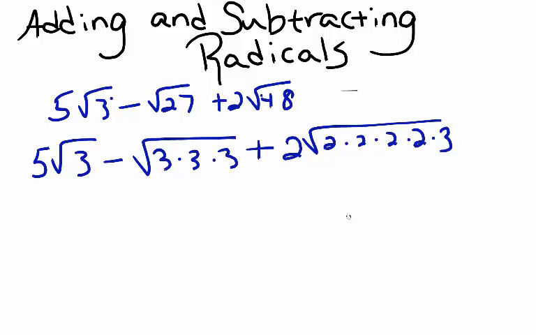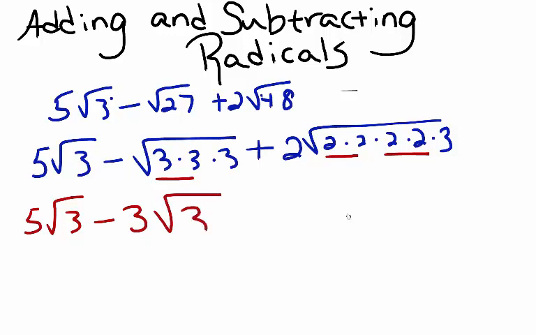Now since I'm working with the square root, I'll look inside my radical to see whether I have pairs. Each pair represents a perfect square. Here I have 3 times 3, which is 9, a perfect square. The square root of 9 is 3, so I bring that in front of the radical, and I'm left with the square root of 3 on the inside.